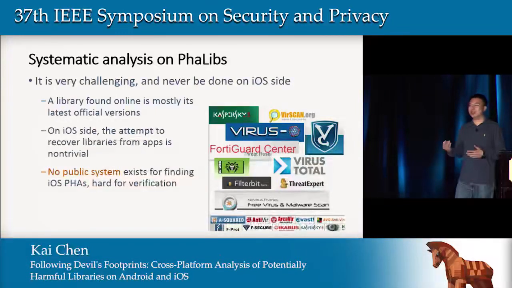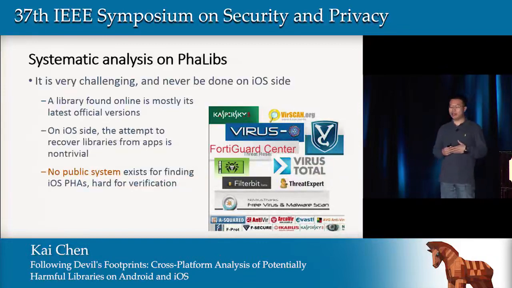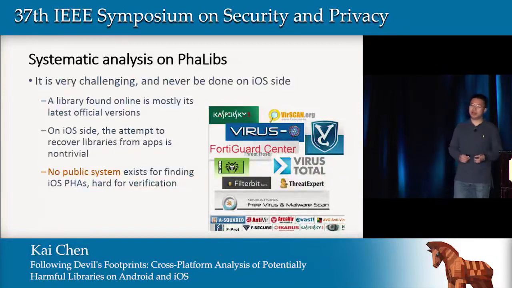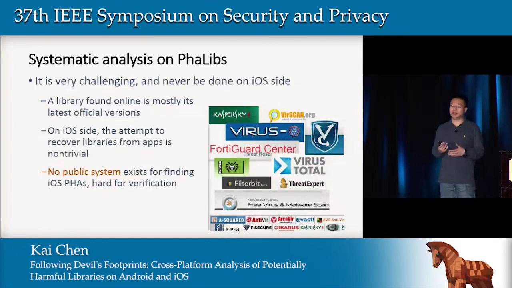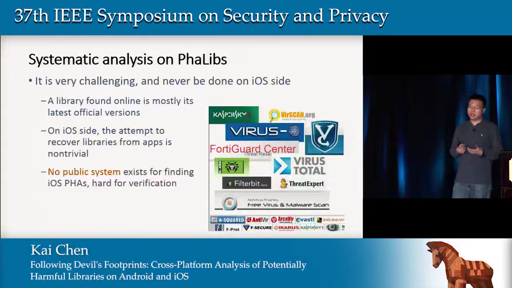The second reason is that on the iOS side, the attempt to recover a library from apps is non-trivial. It's different from the Android side, where we can easily get the package from its code, and it's packed together. But on the iOS side, it's mixed, so it's a little bit difficult. The third reason is that there's no public system existing for finding iOS potentially harmful apps. And even if we have found some suspicious apps, without such a system, it's hard to verify.